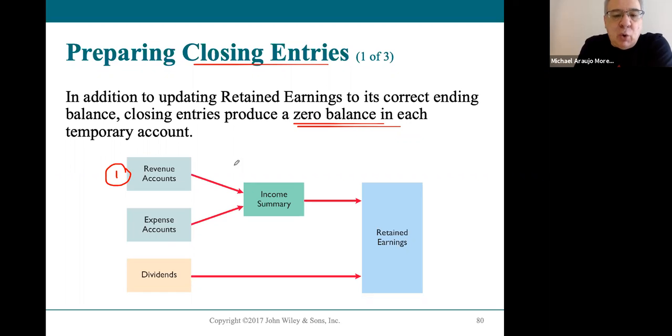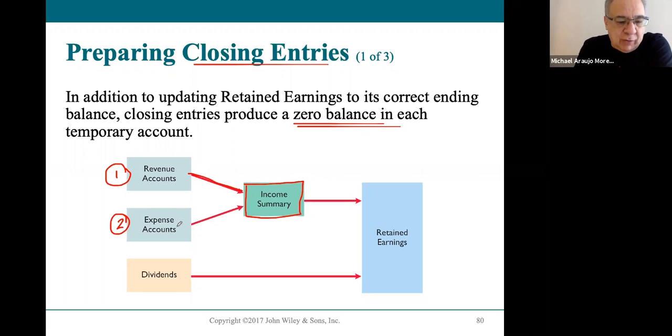That's a zero balance. So we close the revenue accounts. We need to make the revenue account zero. But we have to move the money in from the revenue account into a temporary account that we call income summary, which I will go over with you in a moment. The second thing that we do is we have to close each individual expense account to zero, meaning that the debit side of the account and the credit side of the account are equal, so the balance is zero.